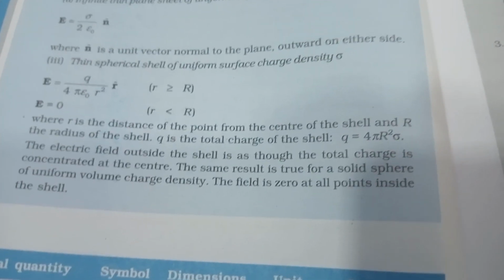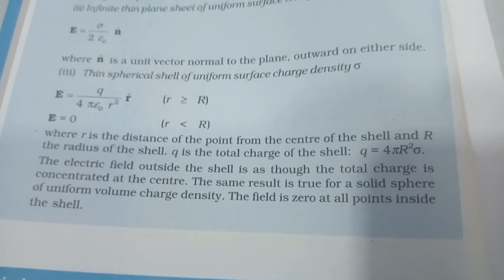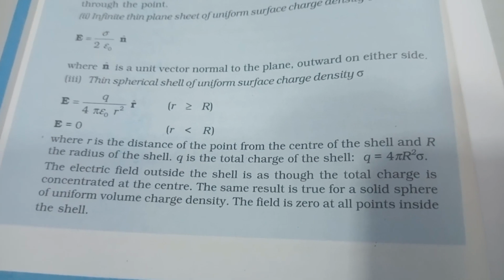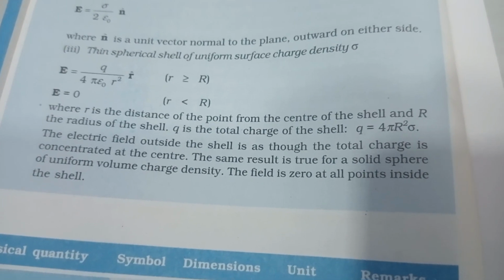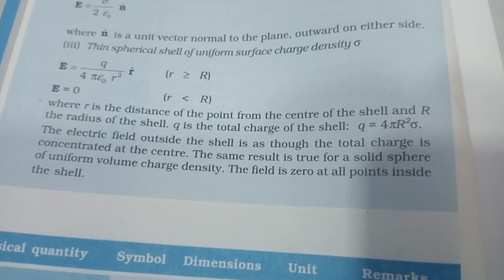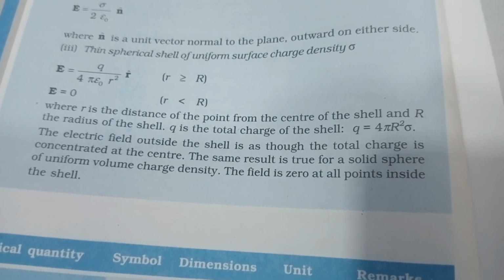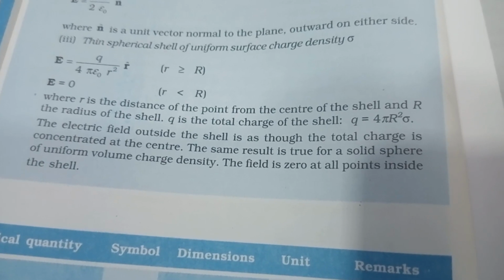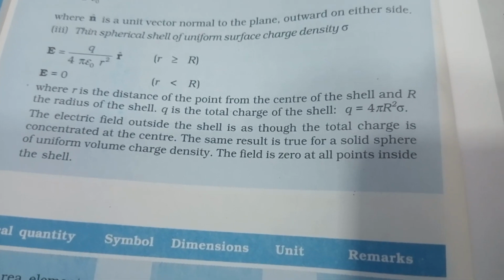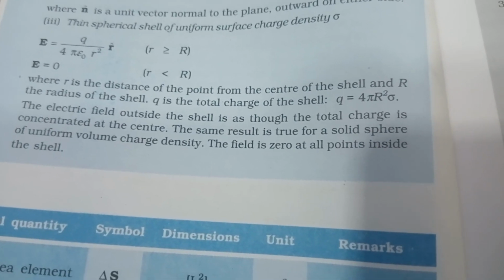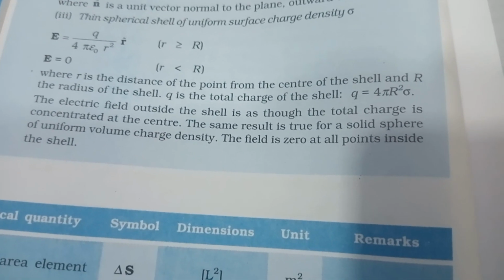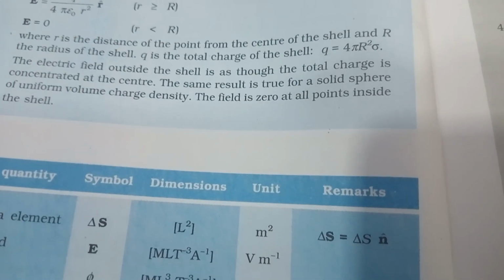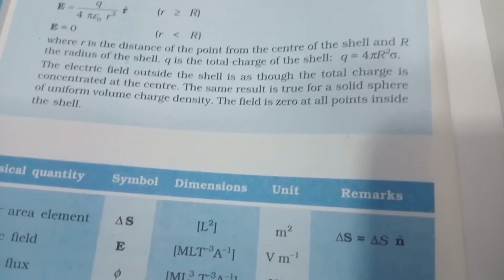Third is the thin spherical shell of uniform surface charge density sigma: E is equal to Q upon 4 pi epsilon naught r square r cap, where capital R is smaller than or equal to small r. E is equal to 0 when r is smaller than capital R, where r is the distance of the point from the center of the shell and capital R is the radius of the shell. Q is the total charge of the shell. Q is equal to 4 pi R square sigma.